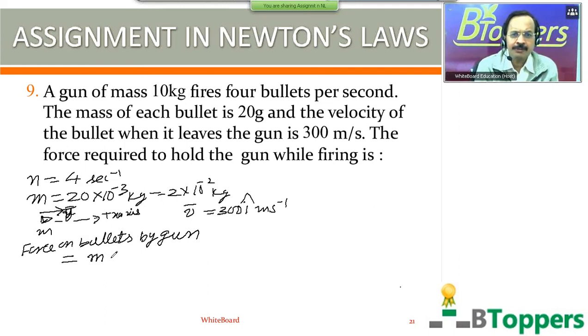So the initial momentum of each bullet just before firing is 0, so the final momentum of each bullet when it just leaves the gun is m v bar. And this is the change in momentum when one bullet is fired. So the change in momentum in 1 second will be the change in momentum caused due to firing of one bullet into the number of bullets fired per second. So that will be m v bar into n.